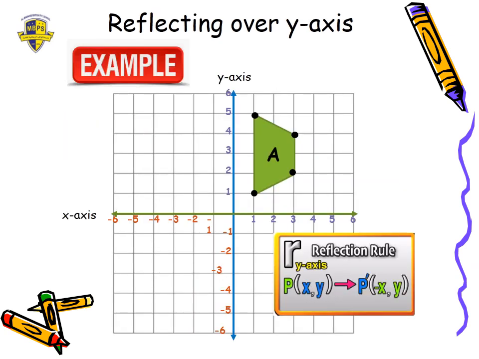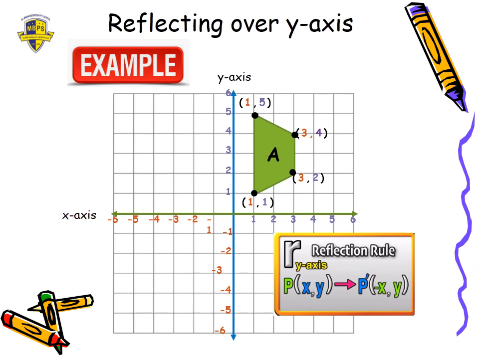Okay, this is example 1 about reflecting over the y-axis. We have this shape and we want to reflect it over the y-axis. Okay, now we say that y will be the same, we will not change y, we are just going to change x. So before we start, let's write the coordinates for each point. The first one, 1 and 1. The second one, 1 and 5, good. The third one, 3 and 4. Then we have 3 and 2.